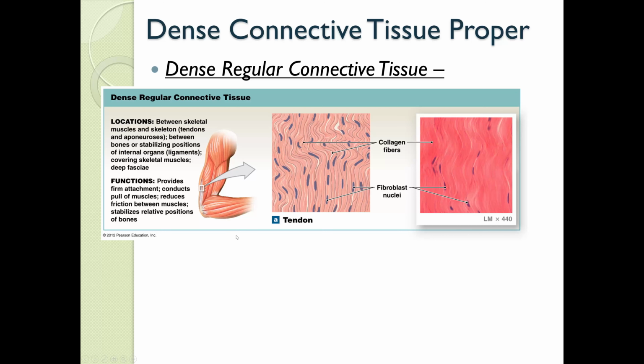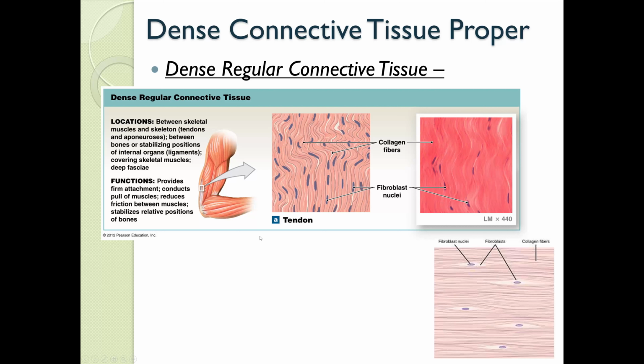Dense regular tissue functions to provide firm attachment, to conduct the pull of muscles. It also reduces friction between muscles and stabilizes the relative position of bones. And for all of these, think about what tendons and ligaments do, and that will help you remember what the functions are.